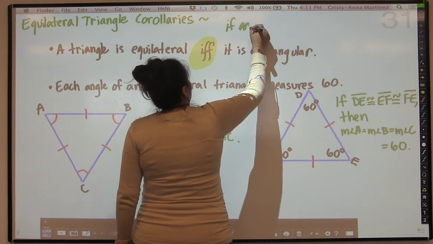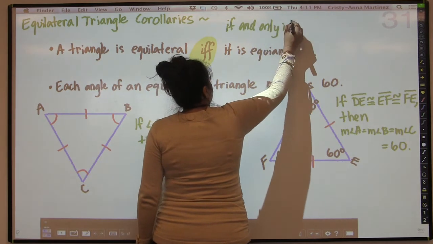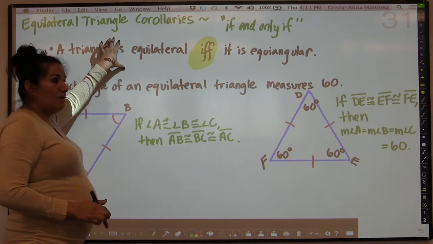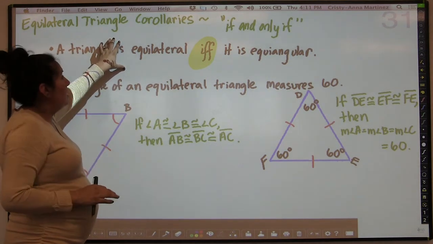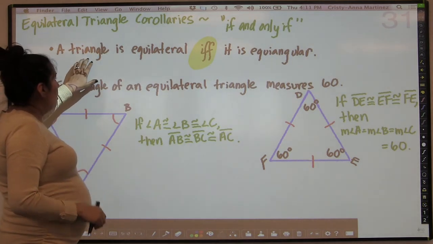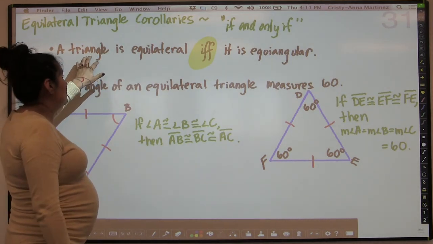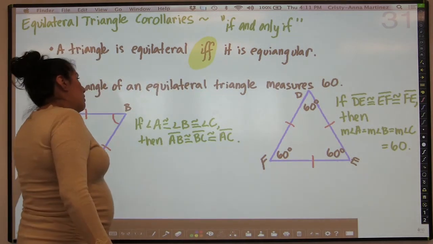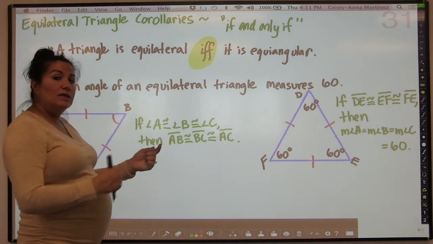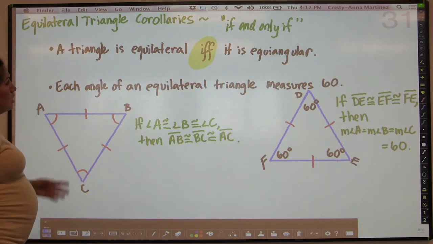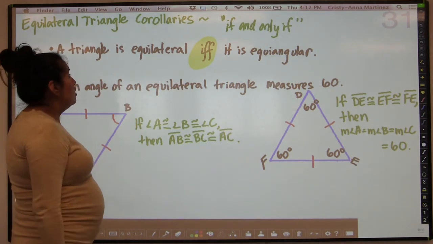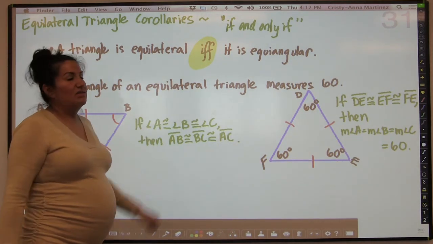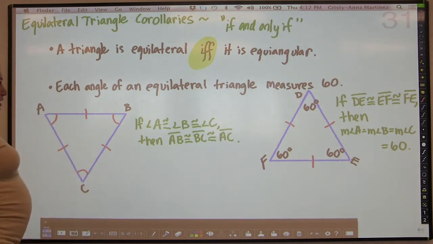If and only if is a phrase that we use when the statement can be read forward and backward. So it's an if-then. You say, if a triangle is equilateral, then the triangle is equiangular. And you can also say, if the triangle is equiangular, then it is equilateral. So it works both ways. We call that a biconditional. When that happens, you can make it easier. Instead of writing two sentences, you can say if and only if and make it shorter. And instead of writing out the whole if and only if, you can abbreviate it with just IFF. So there's the first corollary.